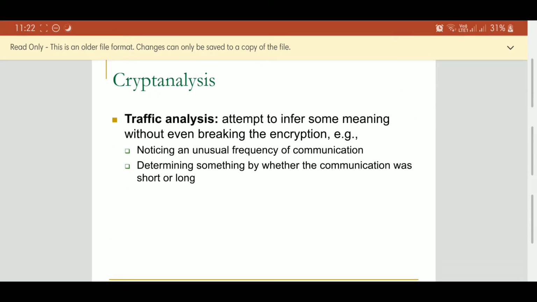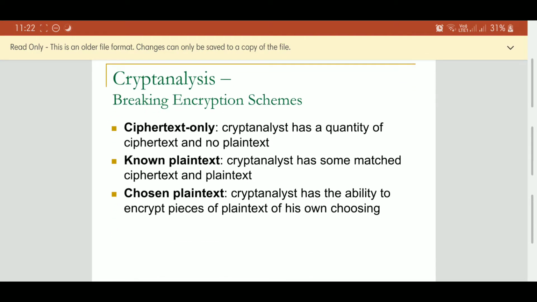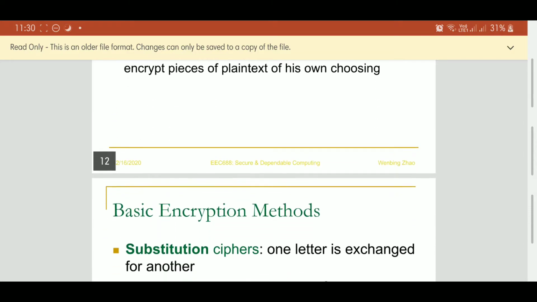Traffic analysis: attempt to infer some meaning without even breaking the encryption. For example, noticing an unusual frequency of communication, or determining something by whether the communication was short or long. Breaking encryption schemes. Ciphertext only: the cryptanalyst has a quantity of ciphertext and no plain text. Known plain text: the cryptanalyst has some matched ciphertext and plain text. Chosen plain text: the cryptanalyst has the ability to encrypt pieces of plain text of his own choosing.